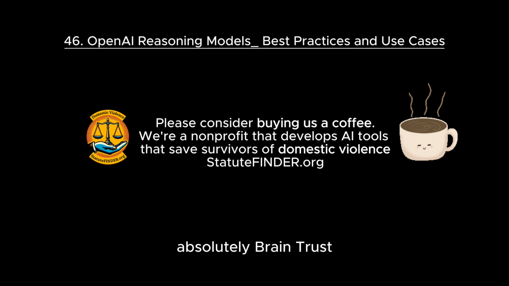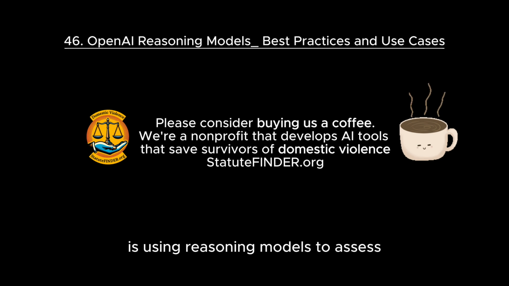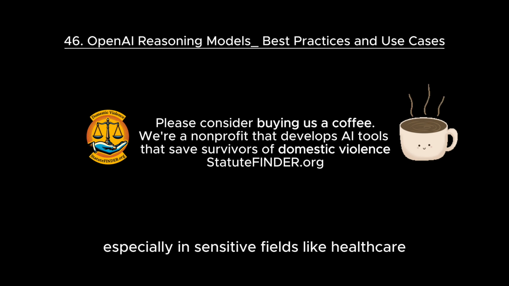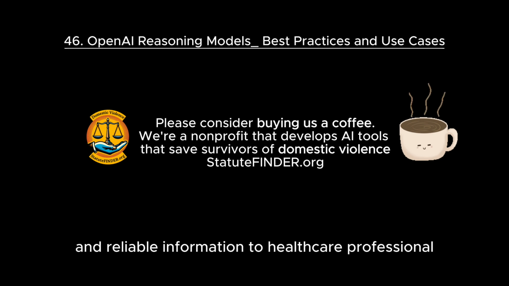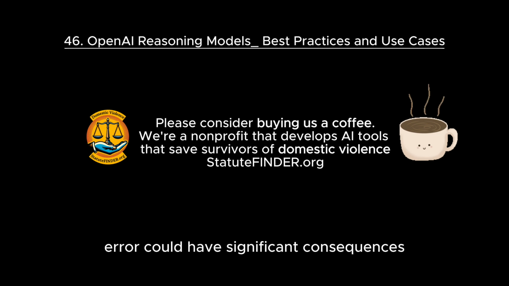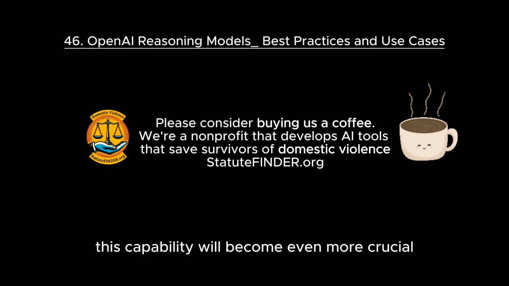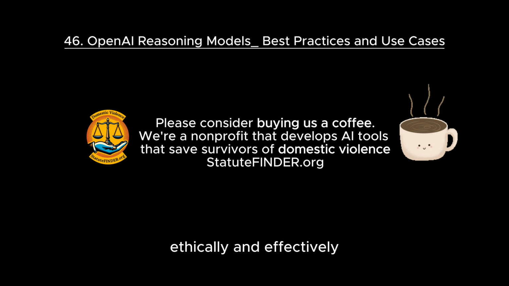Absolutely. Braintrust, a company that specializes in AI evaluation, is using reasoning models to assess the quality of responses generated by other models, especially in sensitive fields like healthcare. This helps ensure that AI systems are providing accurate and reliable information to healthcare professionals. Okay, that's incredibly important, especially in fields where even a small error could have significant consequences. Exactly. And as AI continues to evolve, this capability will become even more crucial for ensuring that AI systems are operating safely, ethically, and effectively.